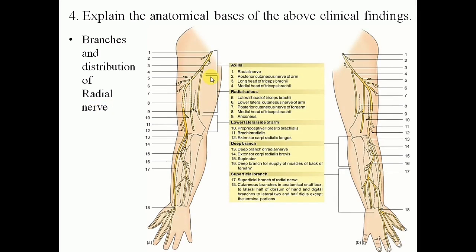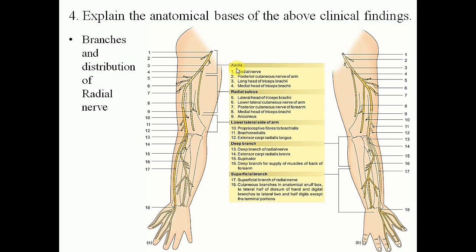Question 4. Explain the anatomical basis of the above clinical findings. For that, first we must know the various branches and distribution of radial nerve. So we can here divide the branches of radial nerve, first arising in the axilla, that is above the radial or spiral groove, then within the radial groove, then after passing through radial groove, that is in the anterior compartment of arm, and then the various supply of the deep branch and superficial branch.